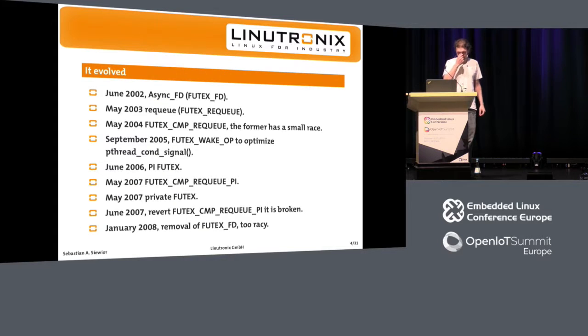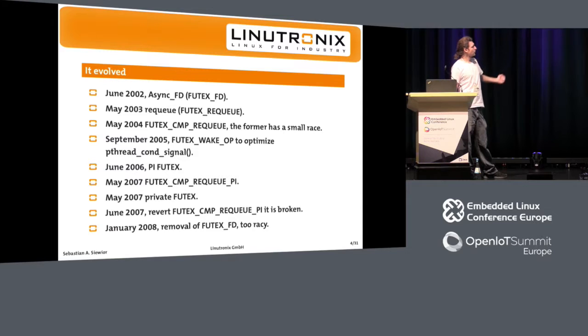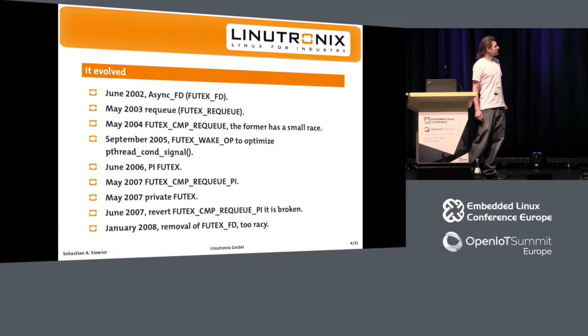After that, the code evolved. A few months later, Rusty came along with AsyncFD, which was similar to what he did with up and down, but was based on signal handling. So you could do poll and all those signal poll things, which were not that perfect. They were racy all over the place, and later in January, it was completely removed from the kernel. If you go back to the history of the 2.6 kernel, you see it being removed, just for the reason that it was too racy to be used. And that's pretty much the history of the FUTEX code.